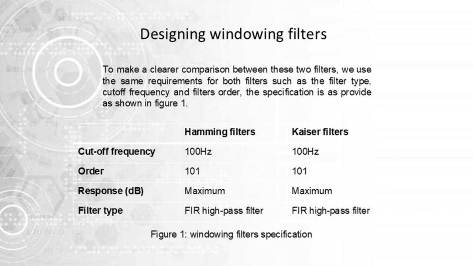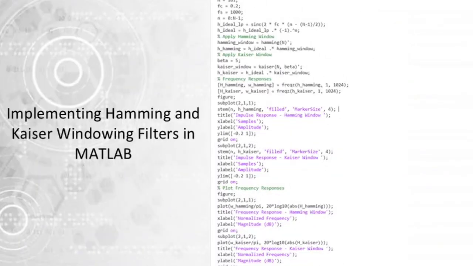Next, designing the window filter. To compare the performance of the Hamming and Kaiser window, we design filters using the same specifications. These include the filter type, an FIR high pass filter, cut-off frequency at 100 Hz, and filter order of 101, which are shown in Figure 1. Through this design process, we aim to highlight how the choice of window impacts the frequency response and overall performance of the filter. By following the specifications before, we implement the Hamming and Kaiser windowing filters in MATLAB.